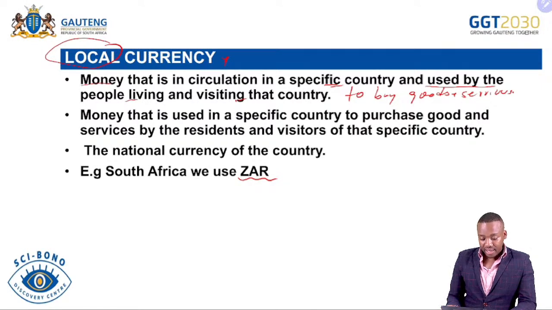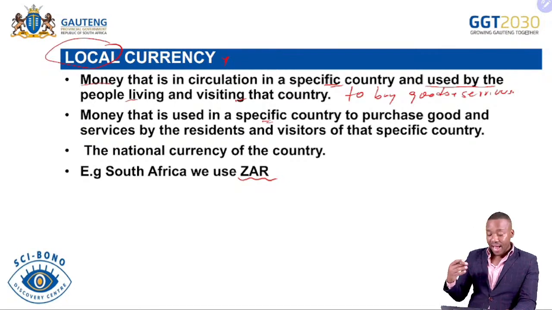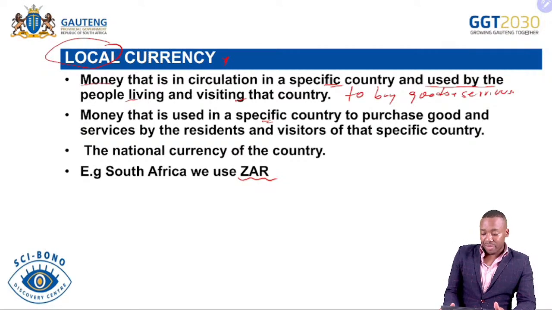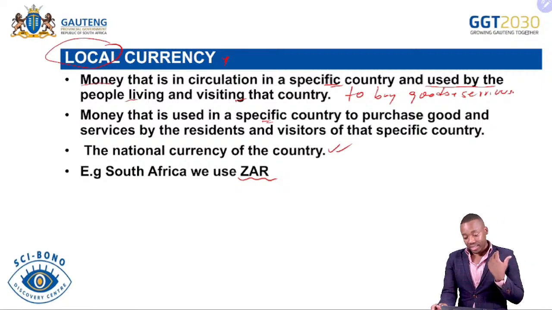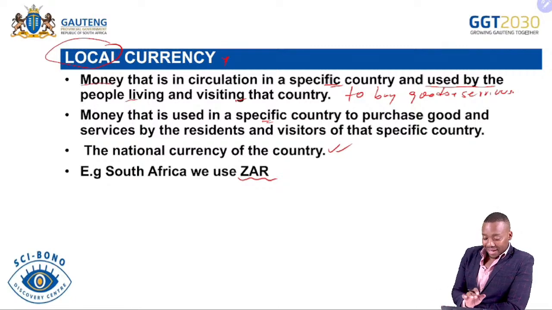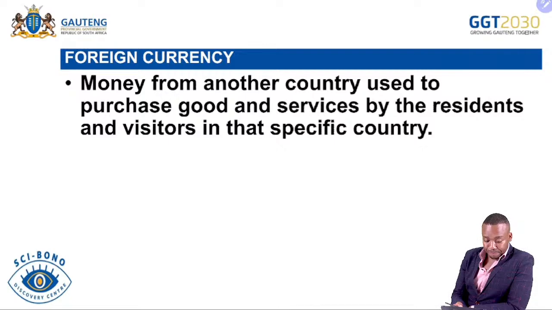Another explanation, remember I said I'm using different sources or textbooks. They are saying local currency is money that is used in a specific country, and here they are explaining further why we are using that money: to purchase goods and services by residents and also the visitors of that particular country. It is the national currency of the country. In South Africa, for example, we use ZAR, our South African rand. We're talking about our 50 rands, 100 rands, 200 rands, and so on. You'll see a picture later that has all the notes that we are using here in South Africa. So what do we call that? We call it local currency.